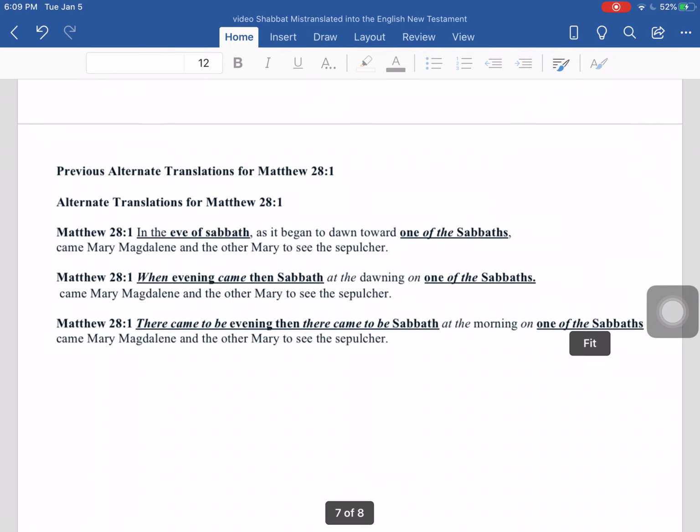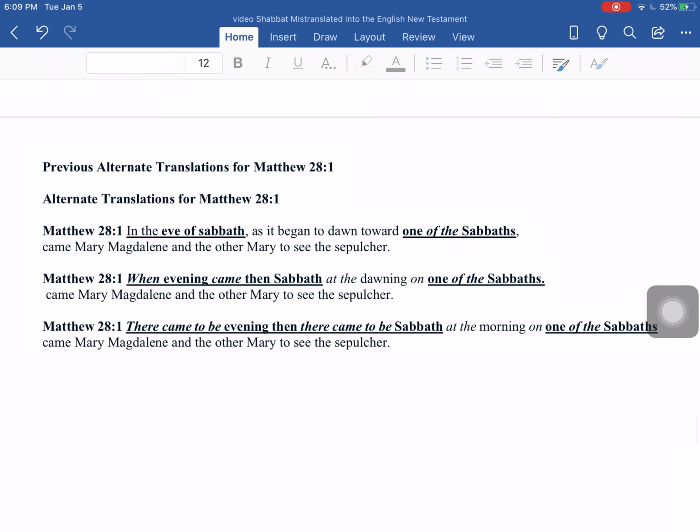Okay, here's my previous alternate translation for Matthew 28:1. I do not believe these were correct because the context is showing otherwise. And when I look at all the other verses that have to do with the resurrection, it's pretty clear that the first Sabbath is referring to the first day of the Feast of Unleavened Bread. So these are my alternate ones. Now I'll read a couple here, but I do not believe these are the corrected ones.